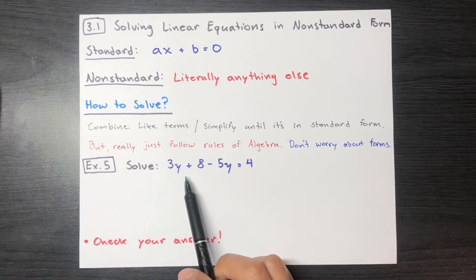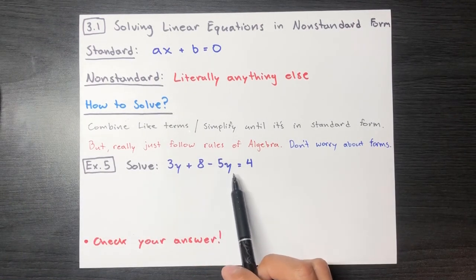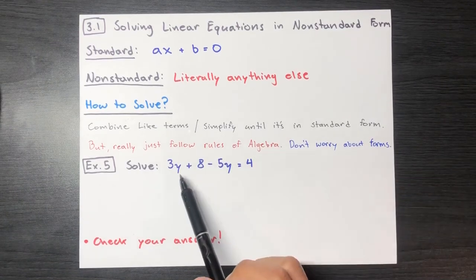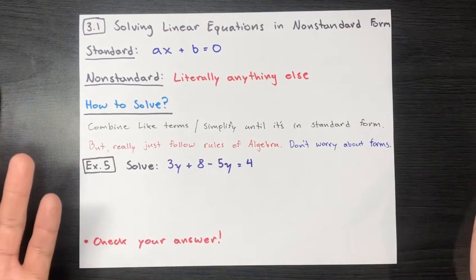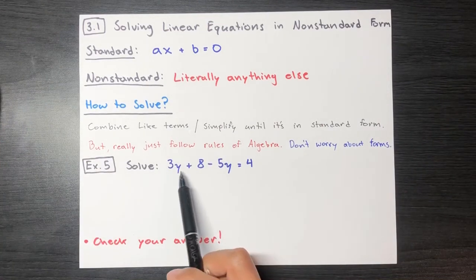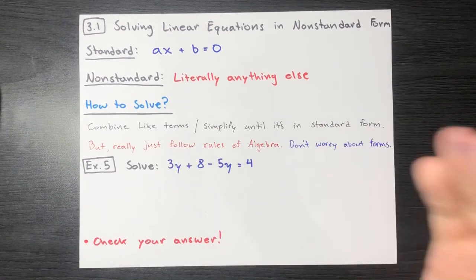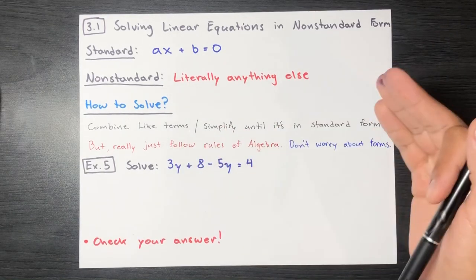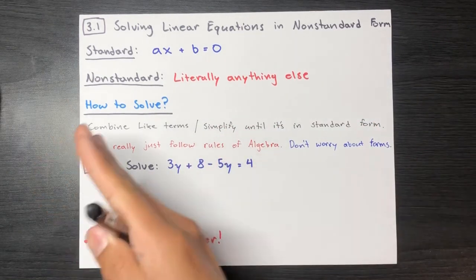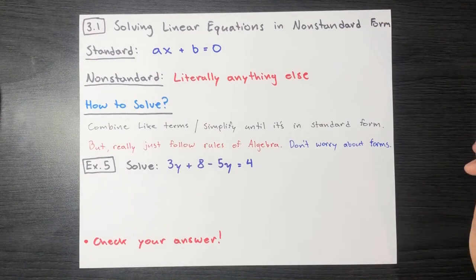If we have 3y plus 8 minus 5y equals 4. First thing we want to notice is that our variable is now y. We've been dealing with variables of x, but it really doesn't change anything at all. We're still dealing with a variable that we're trying to isolate. And the way we're going to do that is by doing whatever we do to one side to the other side as well. So let's go ahead and try to solve this.